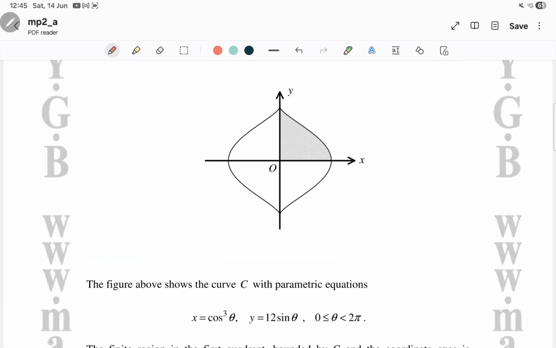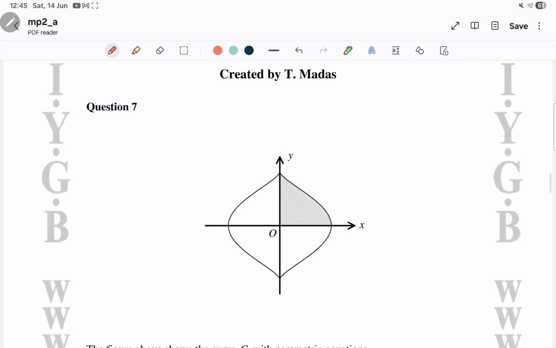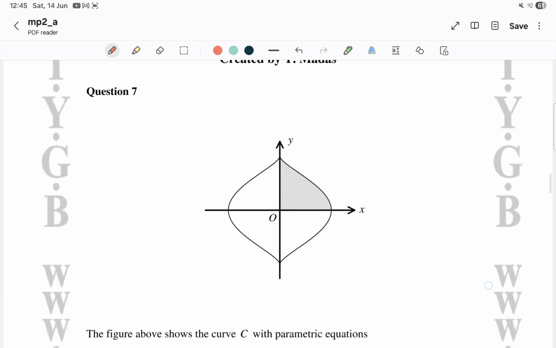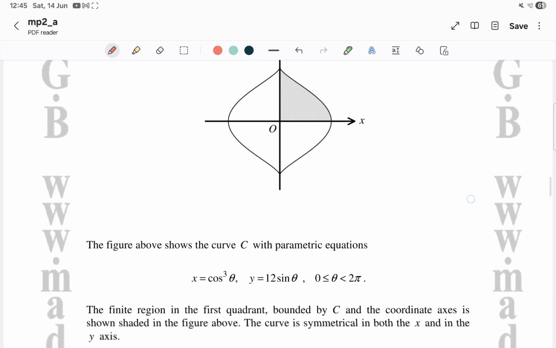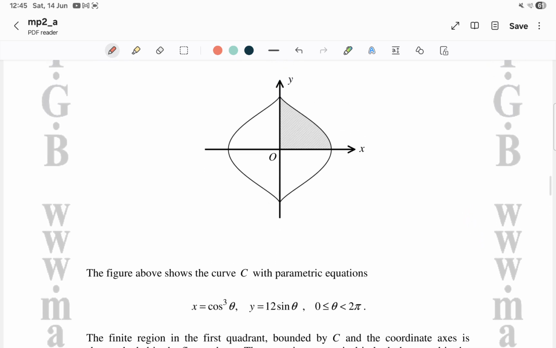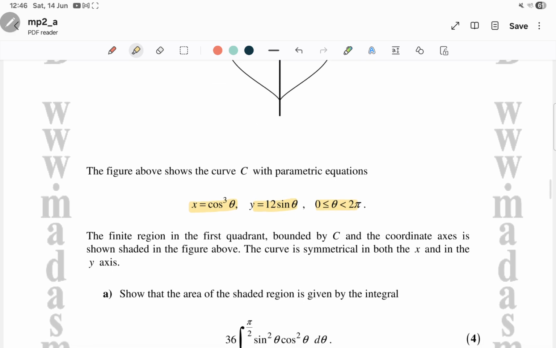Okay, so next is question number 7. You have a figure, and the question is: the figure above shows the curve C with parametric equations x equals cos cube theta and y equals 12 sine theta, where theta is between 0 and 2 pi. The finite region in the first quadrant bounded by C and the coordinate axes is shown shaded in the figure. The curve is symmetrical in both the x-axis and the y-axis.